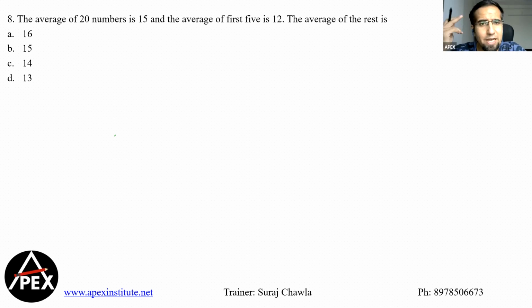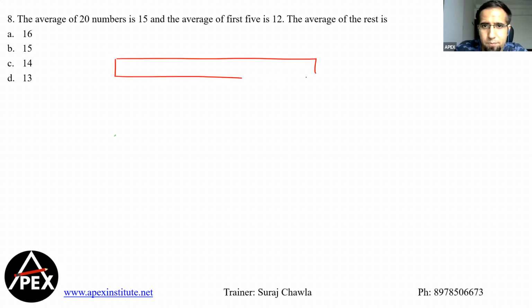Yep, it's a very easy question, guys. The average of 20 numbers is 15 given to me. So can I say the sum total of these 20 numbers? So the sum total of these 20 numbers is 20 into 15. That is equal to 300. Okay. So the sum total is 300.